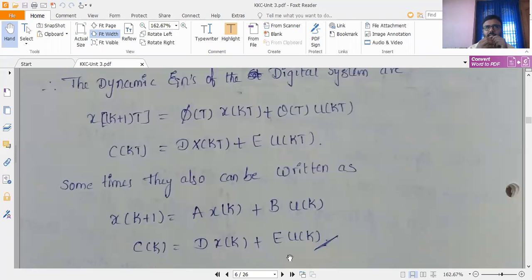What are the state equations without consideration of the zero order hold? It is x dot of t. But with the consideration of the sample and hold devices, the state equations we obtain are x of k+1 equal to A into x of k plus B into u of k, and c of k can be represented as D into x of k plus E into u of k.